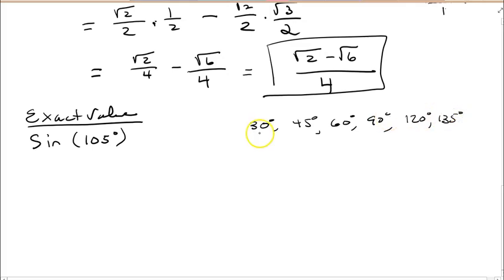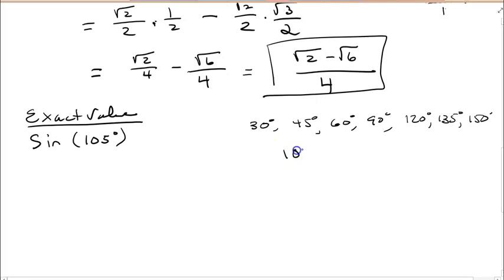Because we can do 180 minus 30, 150. 180 minus 45, 135. 180 minus 60. And we can do all sorts of different angles to get to 105. Because sometimes you have to subtract. Sometimes you have to add. And very often there is more than one way to get an answer.